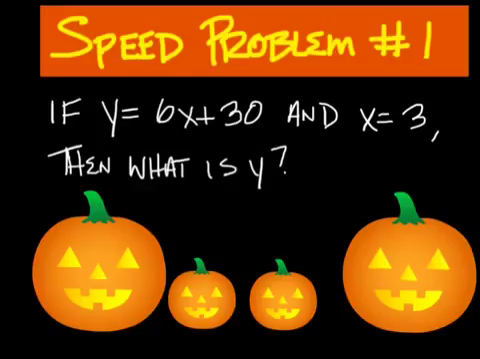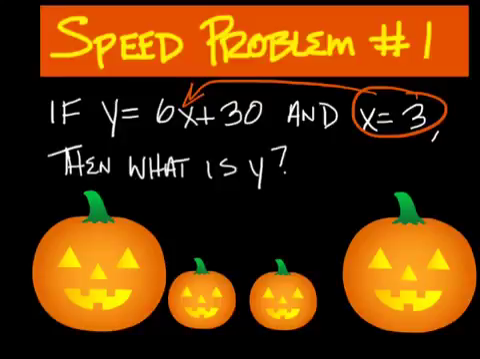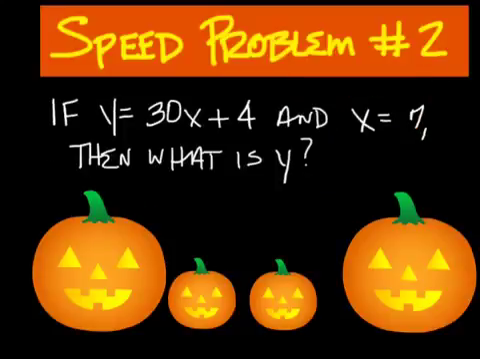If you want to find what y is, you have to plug in the value for x into this equation. So 3 times 6 is 18 plus 30 is 48. This one is to the first 10 people.